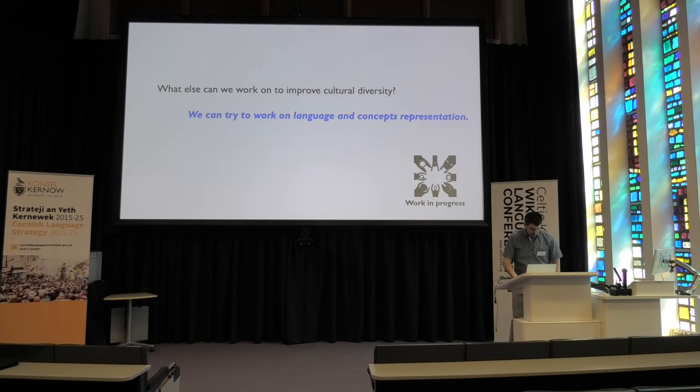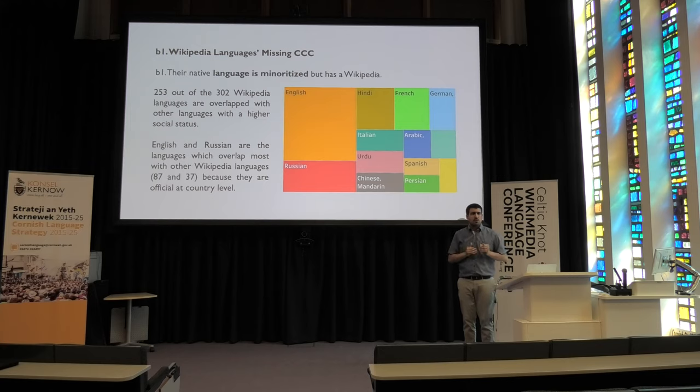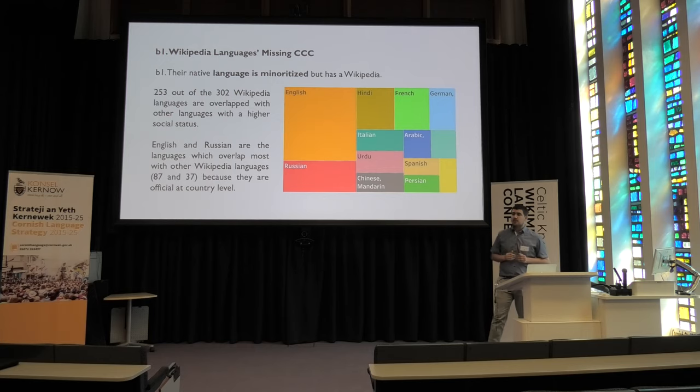So let's start with the first. What can we do in order to represent these concepts in the native language? Well, in this case, we need to look for the overlaps: the languages that coexist in the same territory, but have different status. This is where the language is in a state of marginalization.